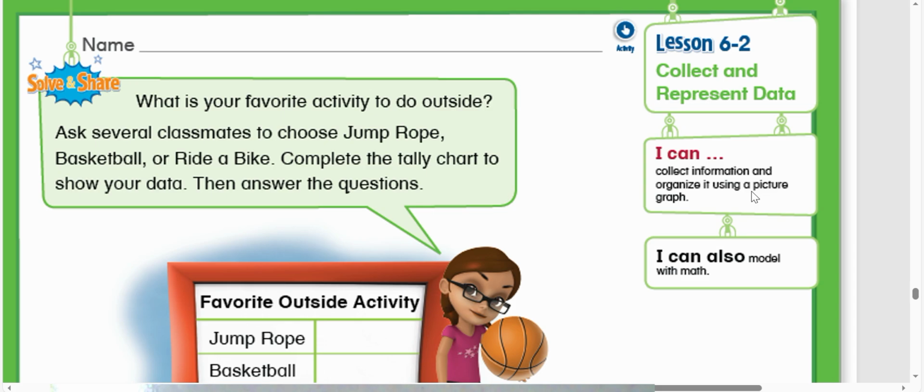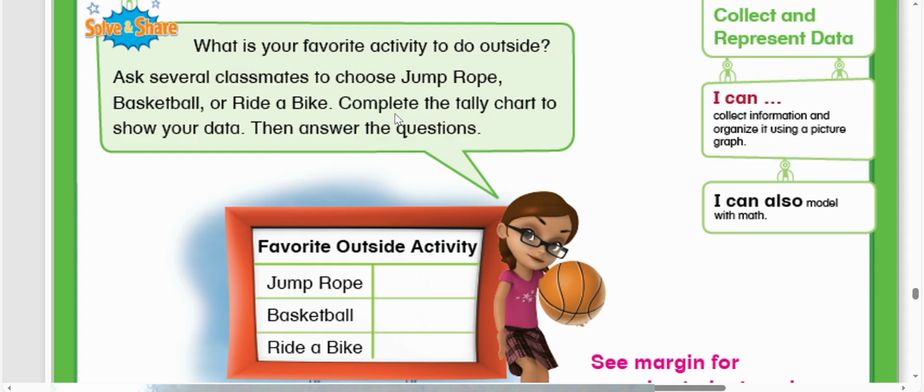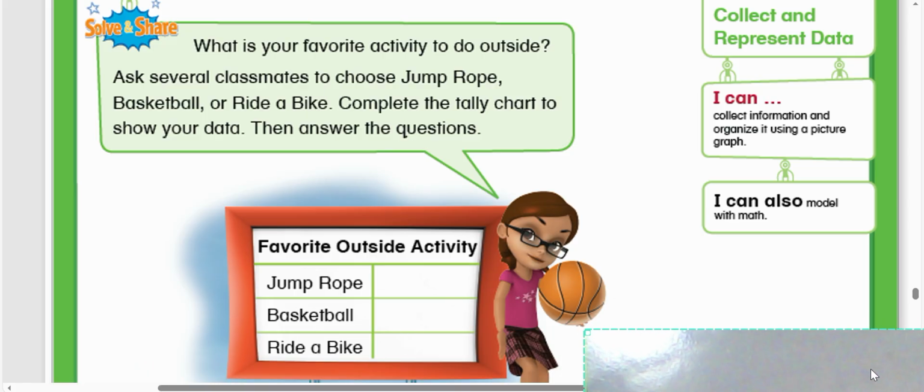Grade 1. Today we explain lesson number 2, topic 6, collect and present data. You can collect information and organize data about numerical data and categorical. What is your favorite activity outside? Ask your classmate to choose the answer. About this, you can ask your friend in your class and put here the tally to find the answer.